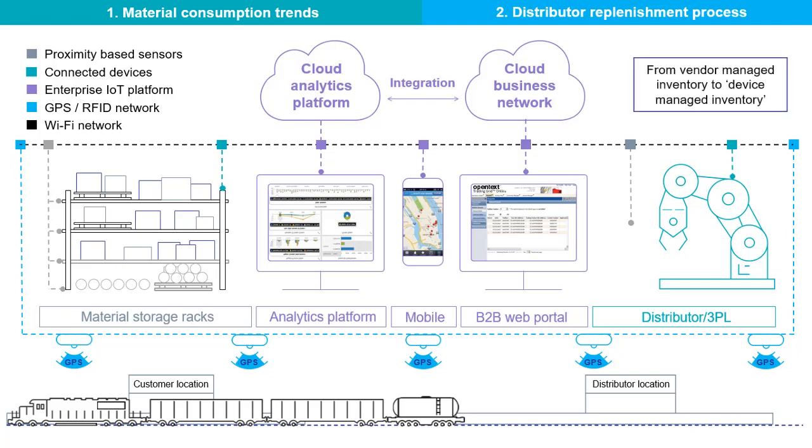In this example, we have really moved from Vendor Managed Inventory, or VMI, to Device Managed Inventory, or DMI. DMI will become more pervasive in the future as smart or intelligent factories become seamlessly integrated to connected supply chains.